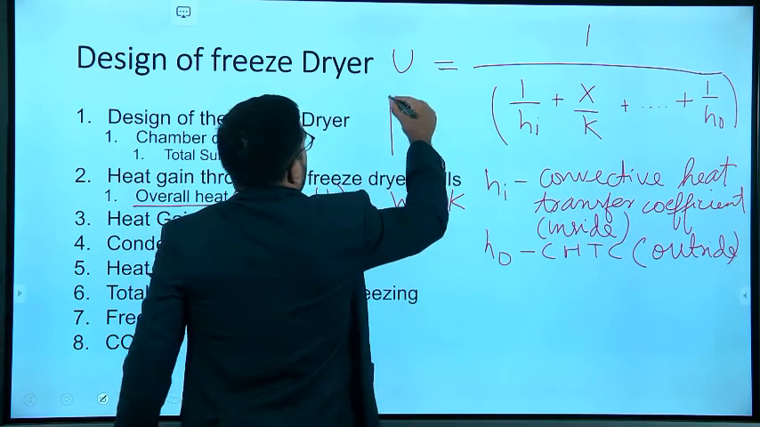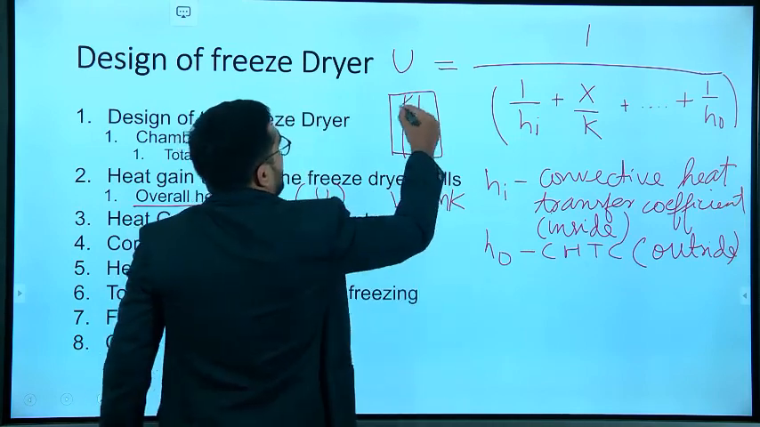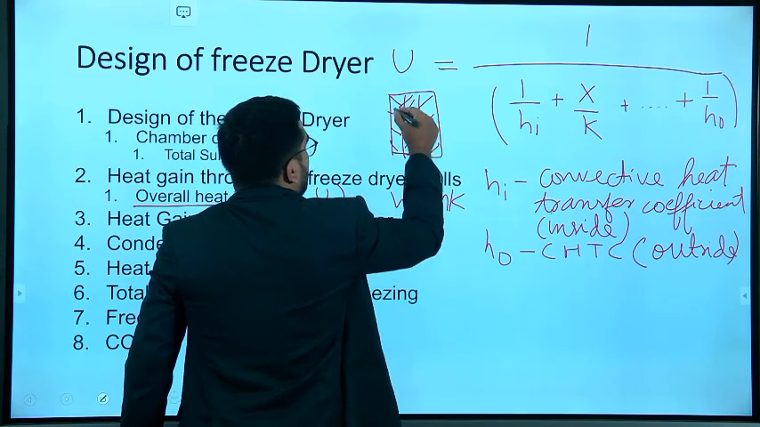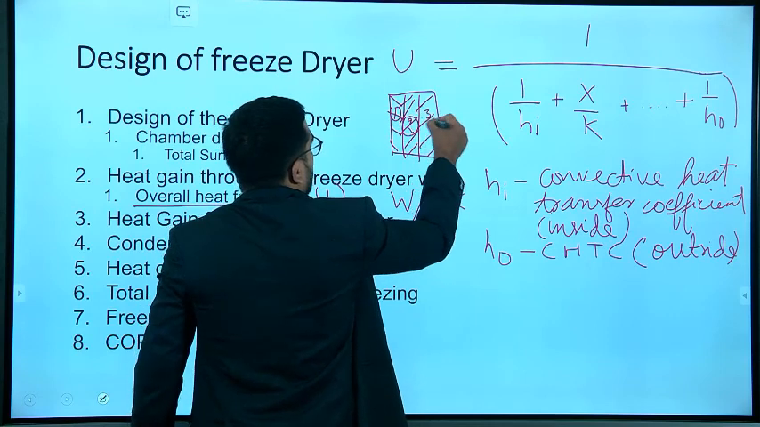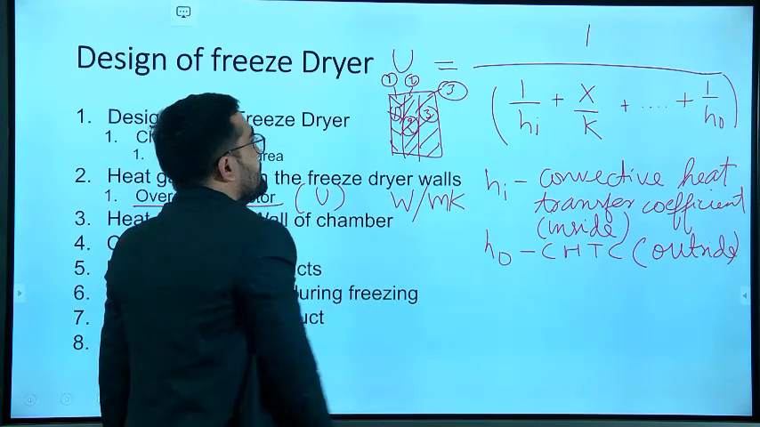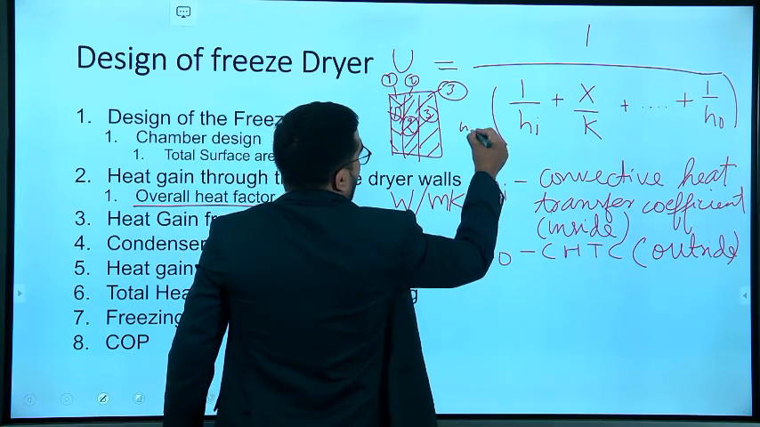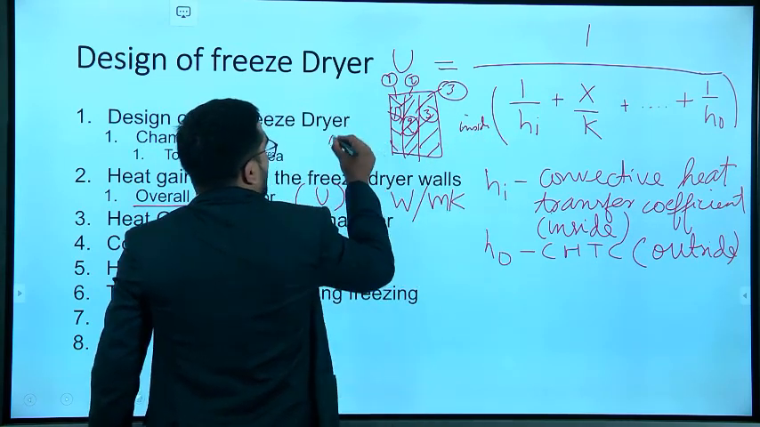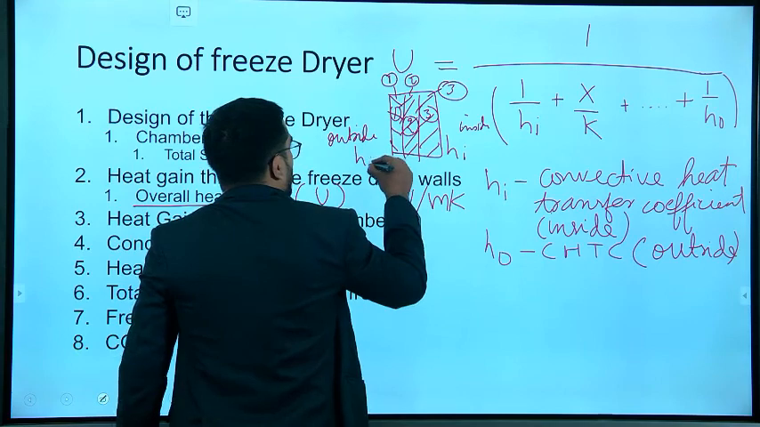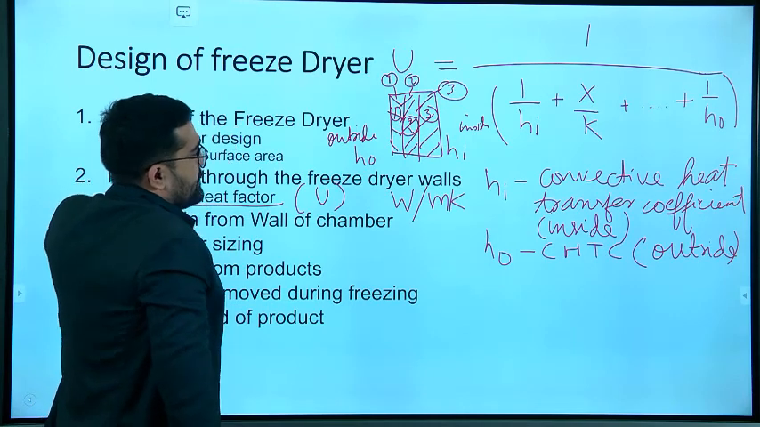Suppose this is our wall for the chamber. It is made up of 1 or 2 or 3 materials, and for each material we will find the width. This is material 1, this is 2, this is 3. This wall is made up of 3 different materials, and this is inside, and this is outside. So, Hi works here, Ho works here. Hi is the inside convective heat transfer coefficient, Ho is the outside convective heat transfer coefficient.